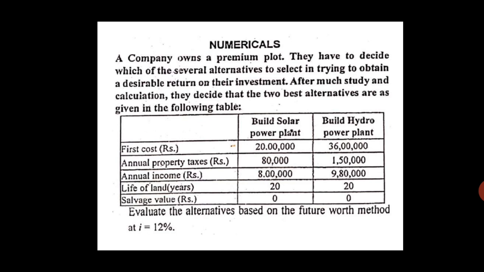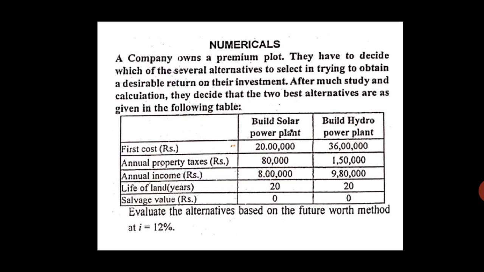Then taxes, what you have to pay for a solar power plant, you have to pay 80,000 rupees tax annually. This is outgoing, the expenditure. And hydro power plant, you have 1.5 lakh rupees tax annually. Then annual income: from solar power plant you get 8 lakh rupees income per year, whereas for hydro power plant you get 9 lakh 80,000 rupees income per year. The life of the equipment is 20 years for both solar as well as hydro power plant, and there is no scrap value.